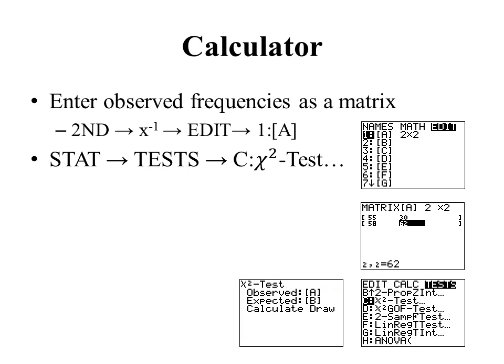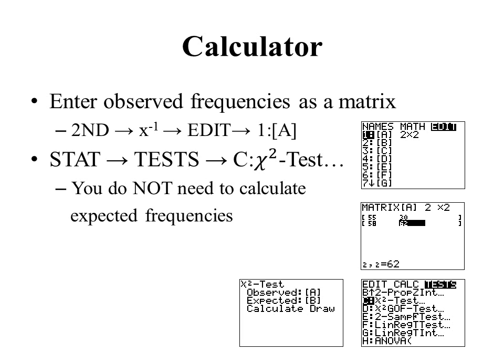Now next it asks for a matrix for the expected values. Now one important note here is that you do not need to calculate these expected frequencies. The calculator will calculate them automatically. All the calculator wants to know is where do you want to store those expected frequencies. And so we can just select any other matrix. The default should be B, and so we'll just keep that default.